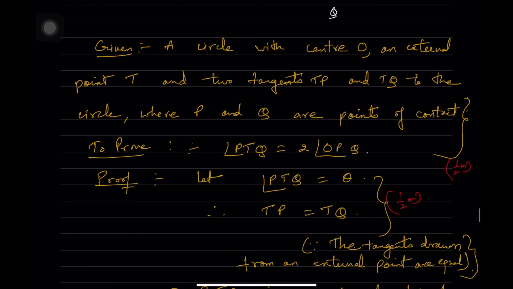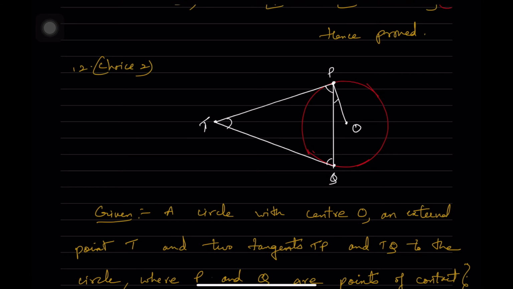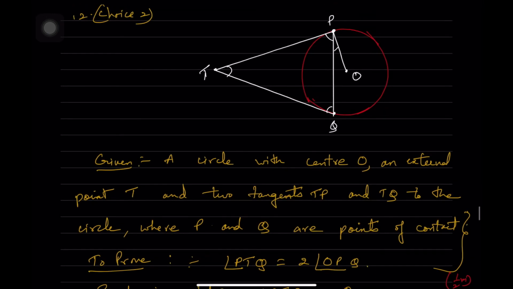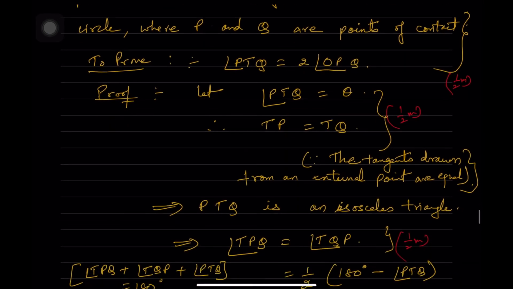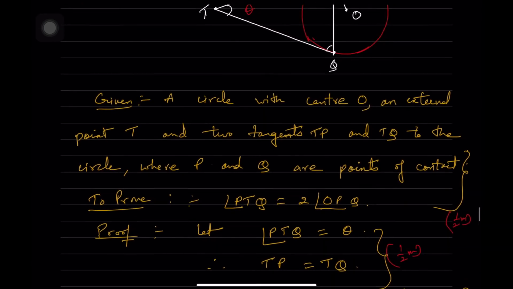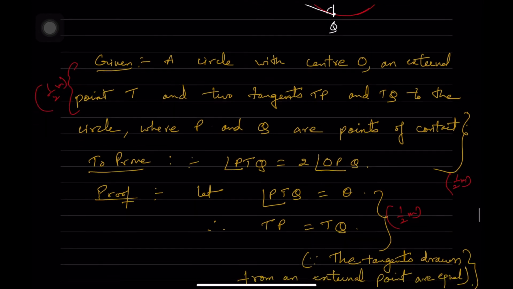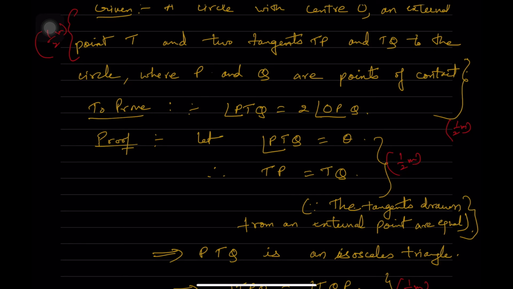So therefore now let angle PTQ be equal to theta. So from this, if you write this as theta, therefore TP is equal to TQ. This is also given to us. For what is given, you are having half mark. For what is to be proved, you are having half mark. So from this proof part here, you are having angle PTQ is equal to theta. Therefore, TP is equal to TQ, since the tangents drawn from an external point are equal.